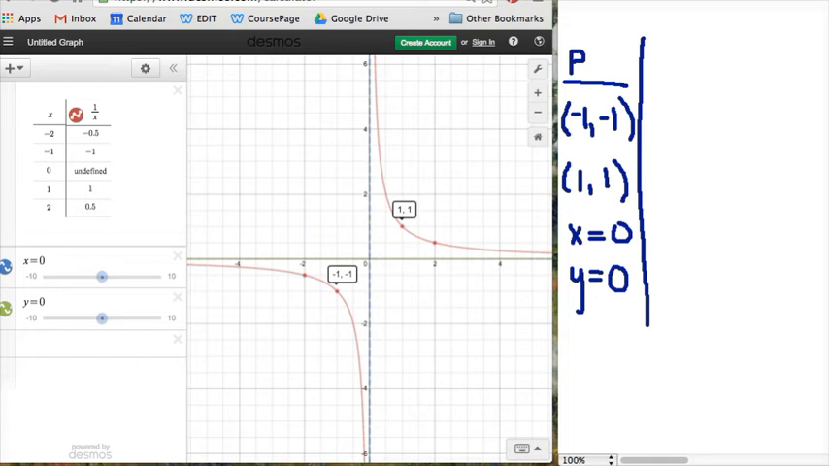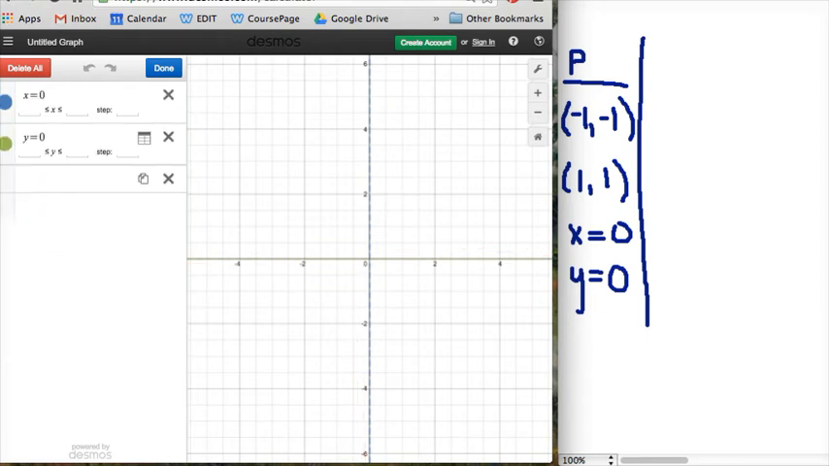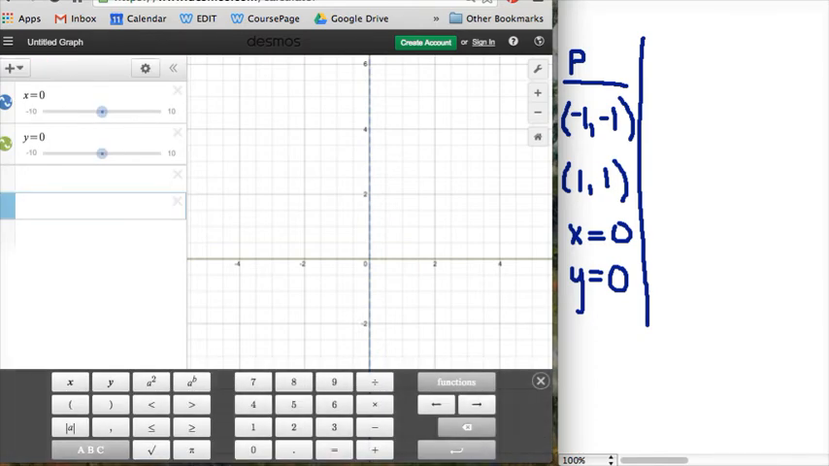How do I make this go away from the table? I don't want it to be a table. I guess I'll rewrite it. 1 over x. Come on. What are you doing? 1 over x. There we go.